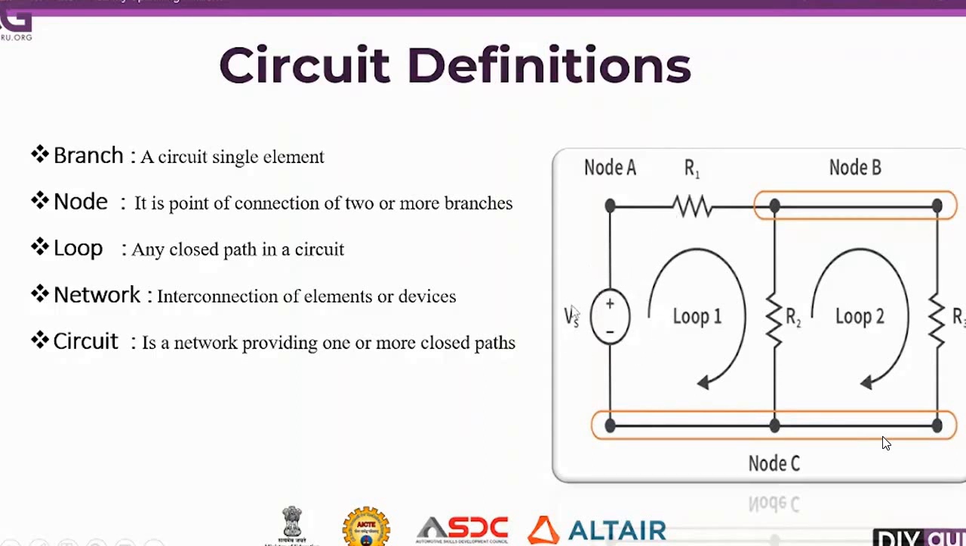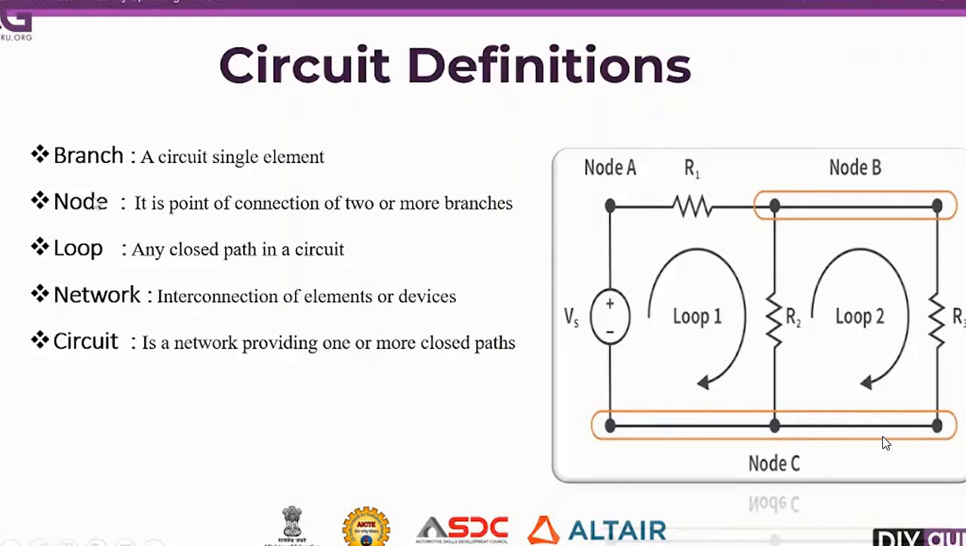Here you can see in the circuit we have three resistors and one source. How many branches are there here? R1 is one branch, R2 is one more branch, R3 is one more branch, and the supply voltage is one branch. So a single element in a circuit is called a branch.